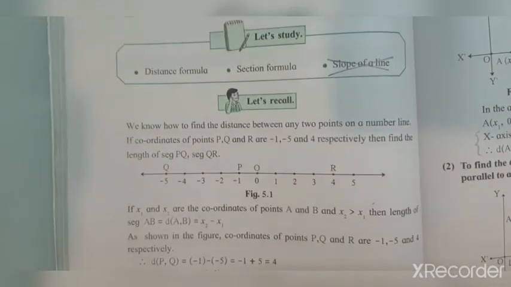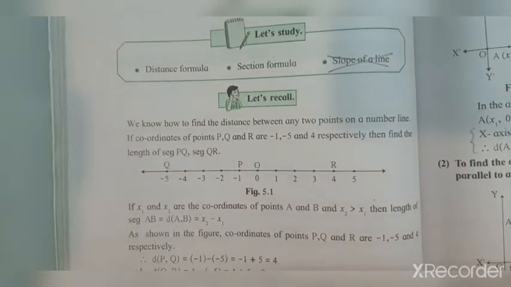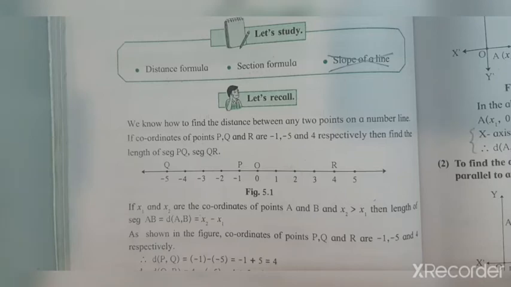Now to revise, if you remember in 9th standard, we have studied how to find the distance between 2 points. It was simple: on the number line, any 2 points were given and we used to write the greater coordinate minus smaller coordinate. Whatever is the answer, we used to write the distance in units.